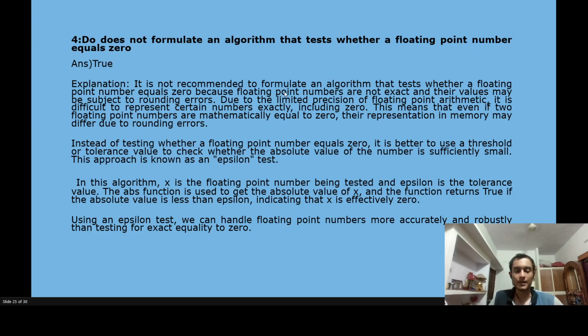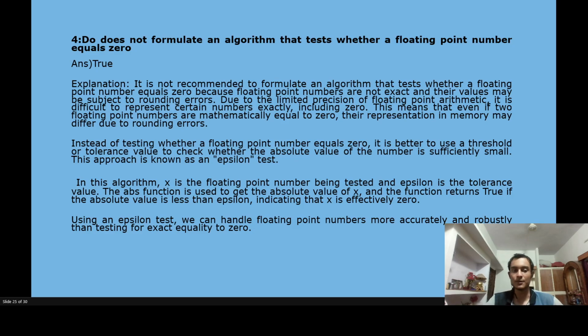Fourth statement: do not formulate an algorithm that tests whether a floating point number is equal to 0. True. It is not recommended to formulate an algorithm that tests whether a floating point number equals 0 because floating point numbers are not exactly their values and may be subject to rounding error. Due to the limited precision of floating point arithmetic, it is difficult to represent certain numbers exactly, including 0.